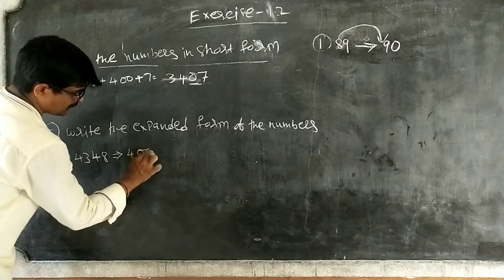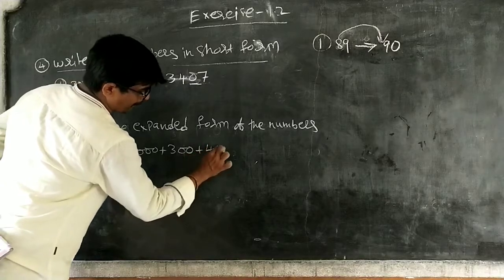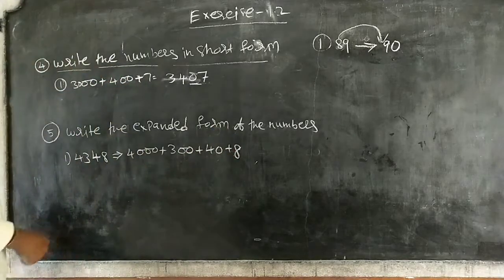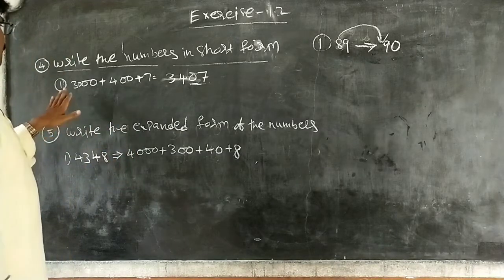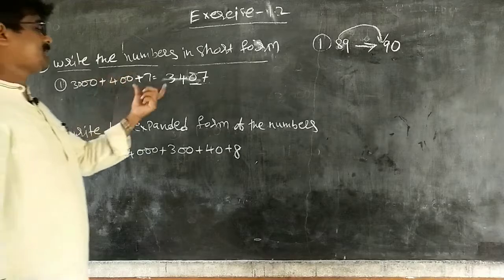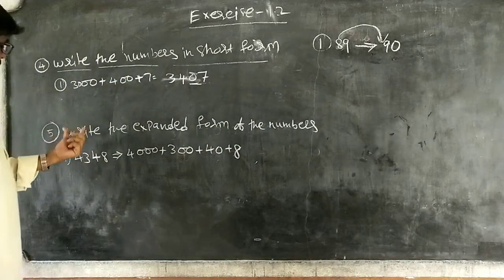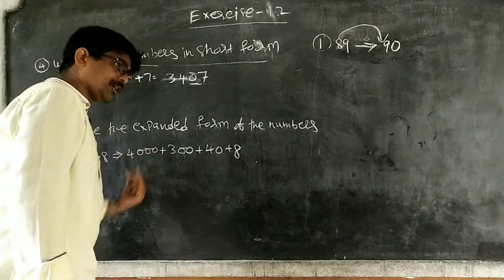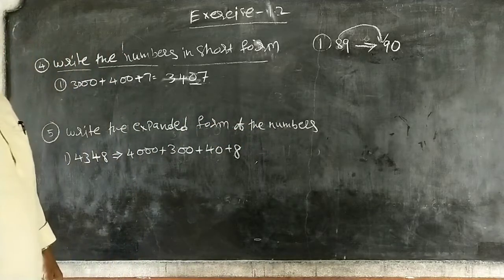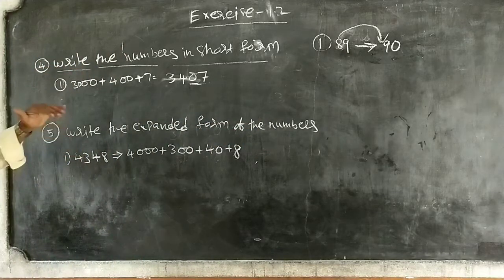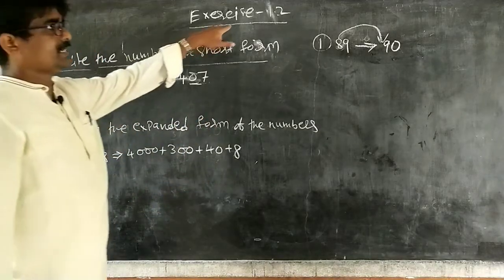4,000. Next, 340 plus 8. So the fourth and fifth problems are vice versa. In the fourth problem he has given the expanded form, and you write the short form. In the fifth problem he has given the short form, and you write the expanded form. This is very easy, you already did it in 5th class also. So this is exercise 1.2.